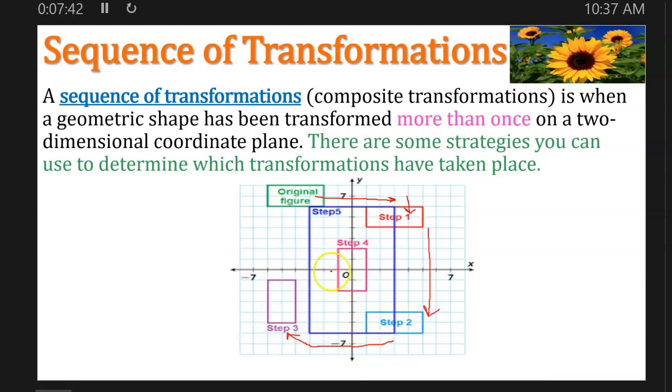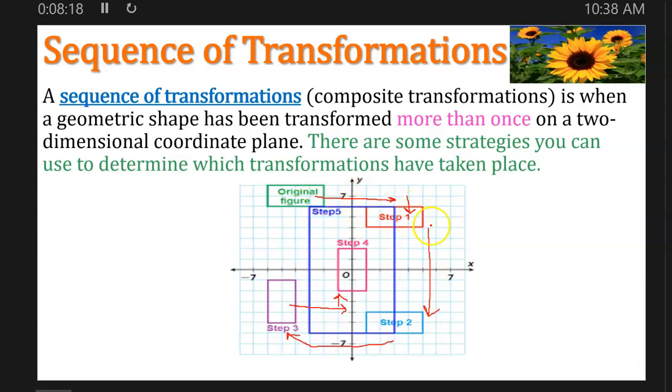And then from step 3 to step 4, this looks like another translation where it was just a slide to the right and then a slide up as well. And then from step 4 to step 5, the only thing it could be is a dilation, because obviously step 5 is the larger blue triangle and it's much larger than the pink triangle. So definitely a dilation occurred here. So in this figure, we have 5 different transformations happening.